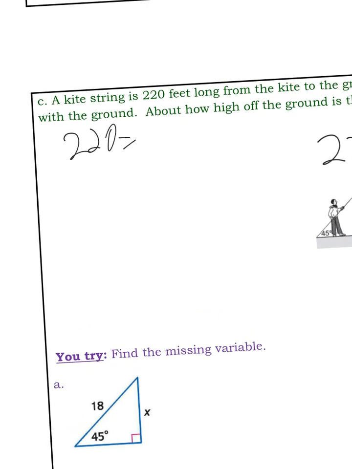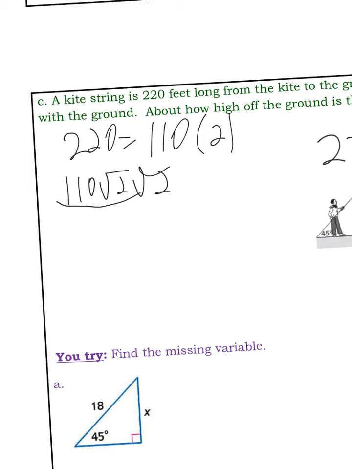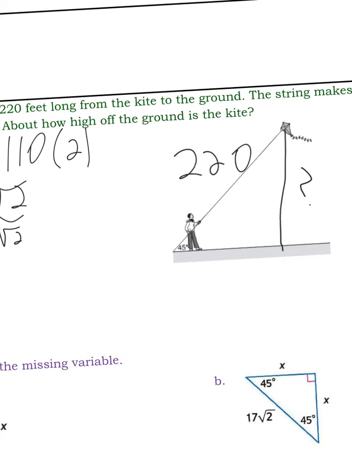220 is 110 times 2. 110 times 2 is 110 square root 2 square root 2. That's my L. This is the extra square root 2 because this was my L square root 2 side. How did I know that? Well, if this goes straight down, then that's going to make a right angle. The right angle always looks at the L square root 2 side. So I just figured out that this is 110 square root 2, which is the answer.